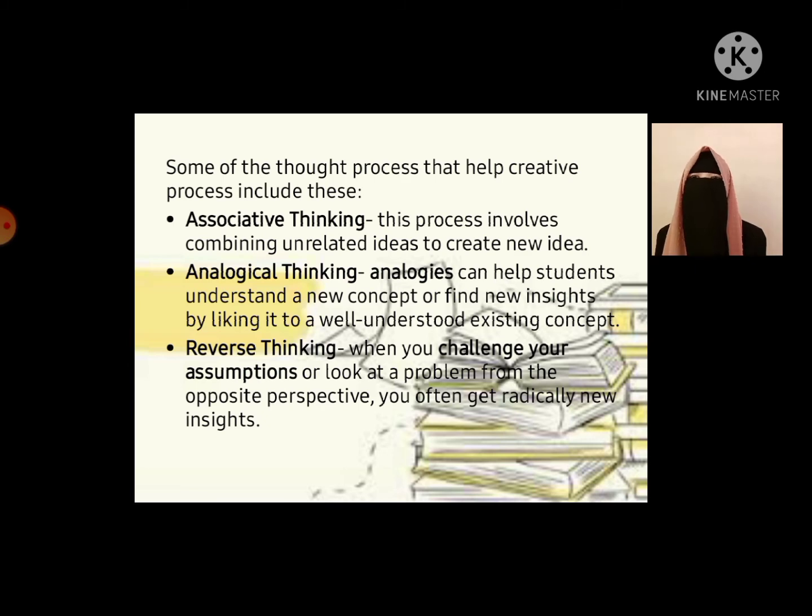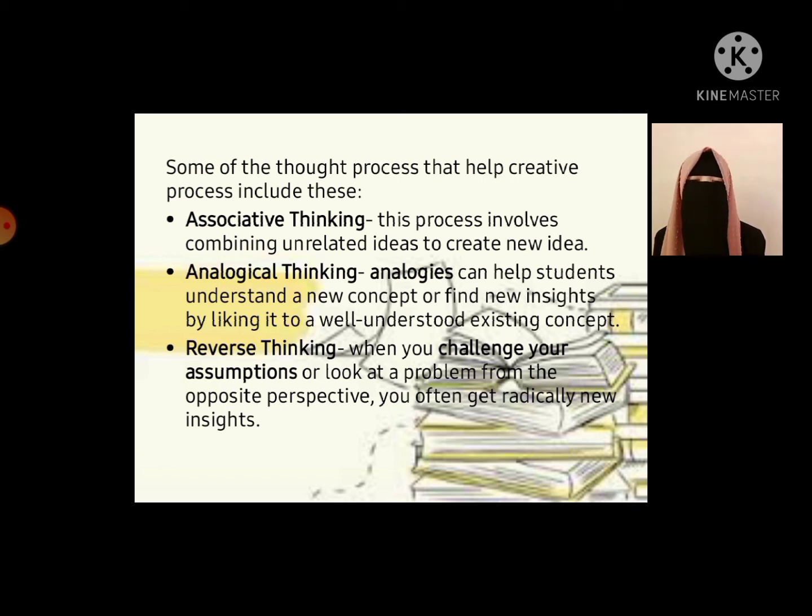Some of the thought processes that have creative process include these three: associative thinking, analogical thinking, and reverse thinking. When you say associative thinking, this process involves combining unrelated ideas to create a new idea. So it would combine the unrelated ideas for us to be able to create the new idea.